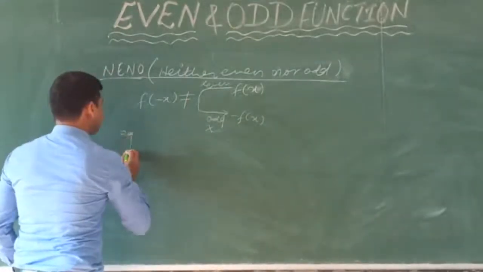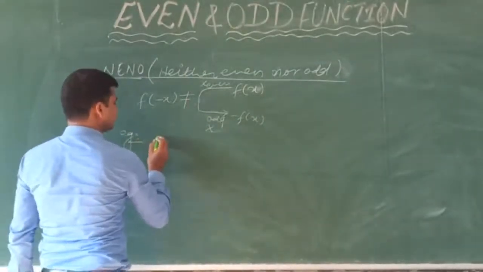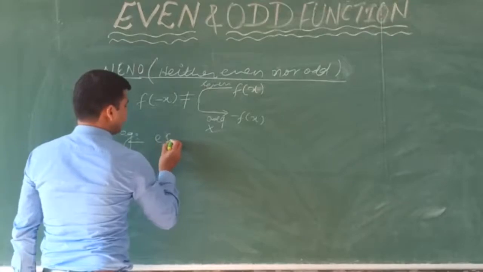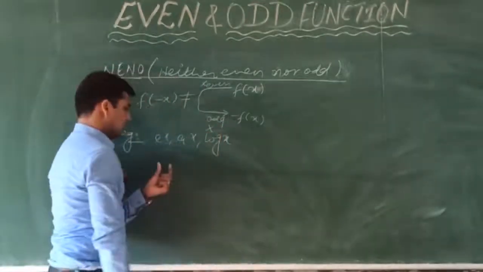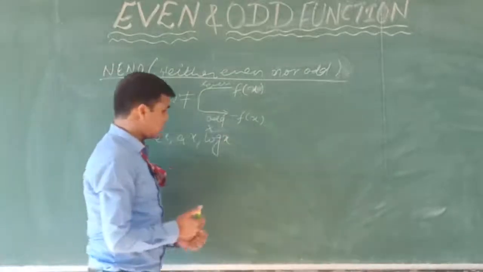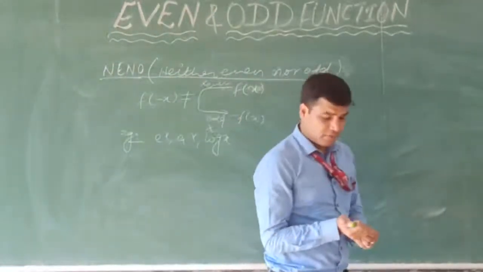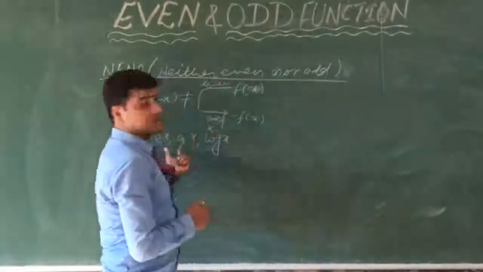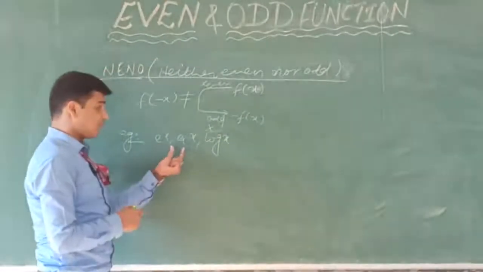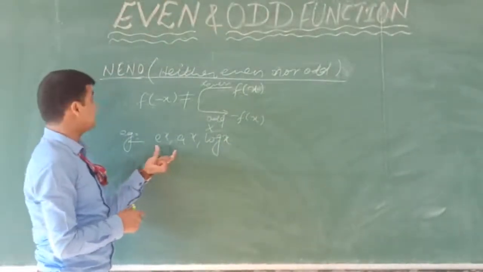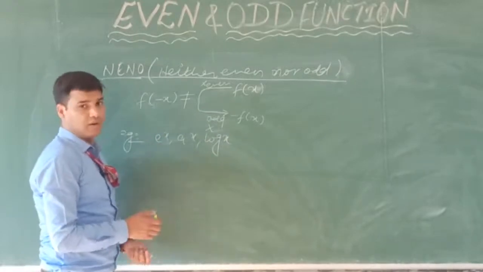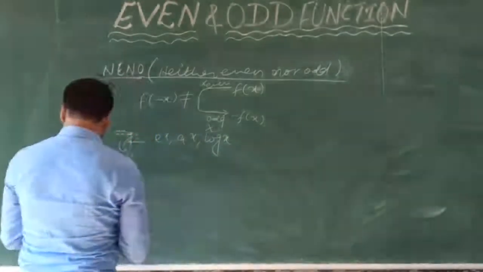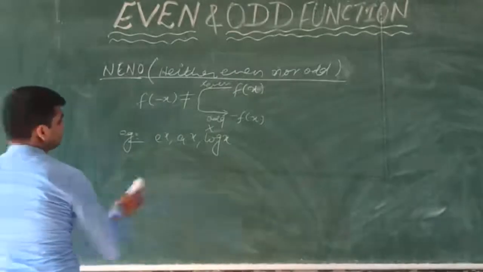What is an example of this? Examples are e raised to the power x, a raised to the power x, log x. Means exponential functions, or you can say logarithmic functions, are examples of NEO functions. So e raised to the power x, log x, these are called NEO functions, meaning neither even nor odd. You can check this.